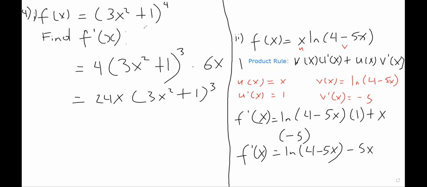You carry down the power, and you multiply that by what's in the bracket, which is 3x squared plus 1, minus 1 from the power. 4 minus 1 is going to be equal to 3. And then to arrive at the 6x, we find the differential of what's in the bracket. The differential of 3x squared is going to be equal to 6x. Same principle. Carry down the 2. 2 times 3 is equal to 6. And then minus 1 from the power. 2 minus 1 is going to be equal to 1. So 6x. And we already spoke about the differential of a whole number, which is just going to be equal to 0. So that's how we arrived at the 6x.